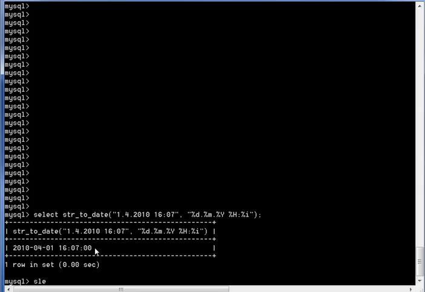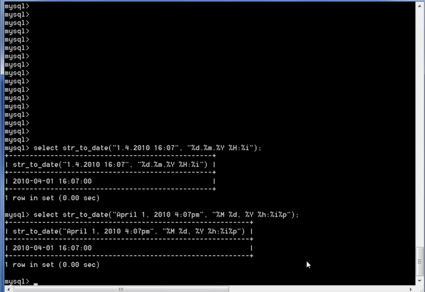And the American date will take a different format string, thus, and here we're using %M for the name of the month and %p for the AM or PM designation. And we again get the correct date printed in standard format.